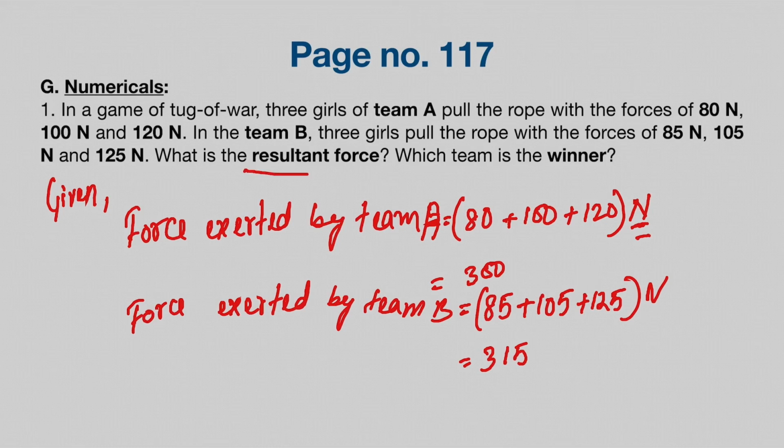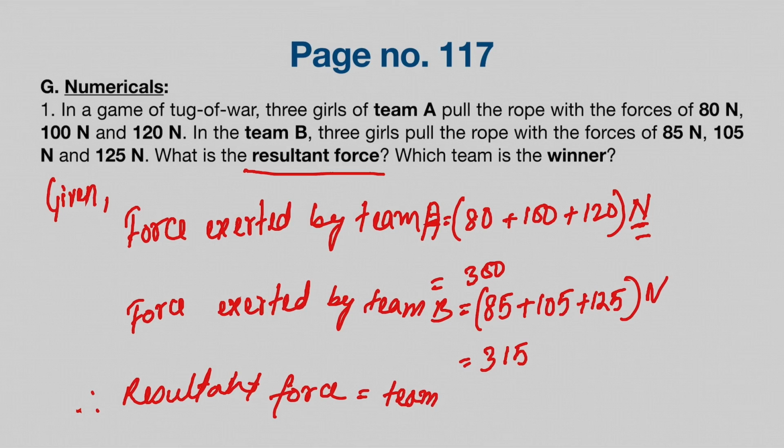And also we have to find the resultant force. That means the force that made the rope move. So therefore the resultant force is equal to, we will have to subtract team A from team B. So team B minus team A. What are the values? 315 minus 300. Now the resultant force is 15.